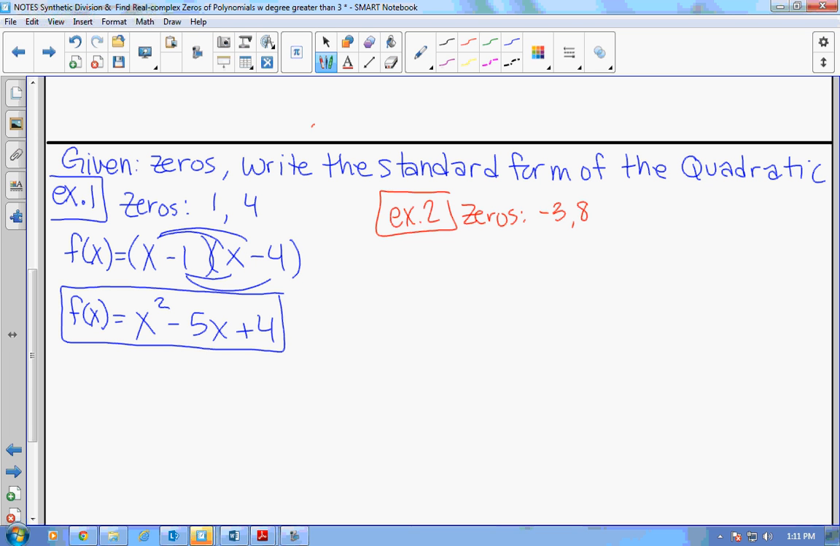How do you tell whether it's x minus or whatever? There will be an x, because the binomial will have an x. And then you do the opposite sign. If this is negative 3, you do plus. Okay? Alrighty!